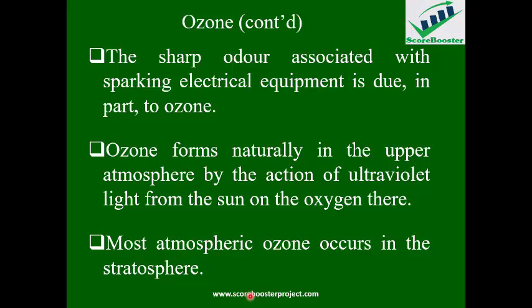In the troposphere, that is below the stratosphere, if ozone is formed there, there is going to be reduced visibility. That is the genesis of photochemical smog. It reduces our visibility. But the ozone in the stratosphere is very useful for us, as we are going to see now.